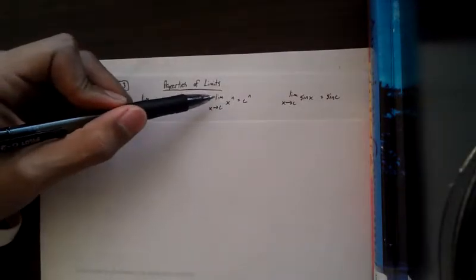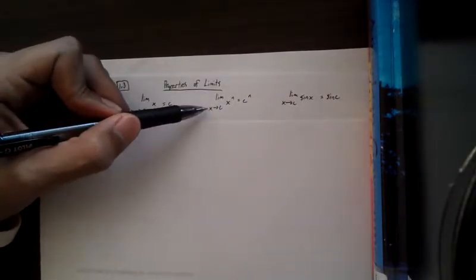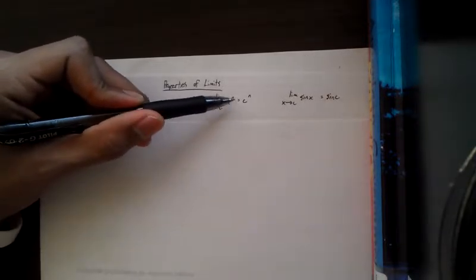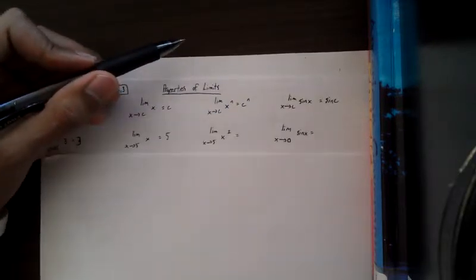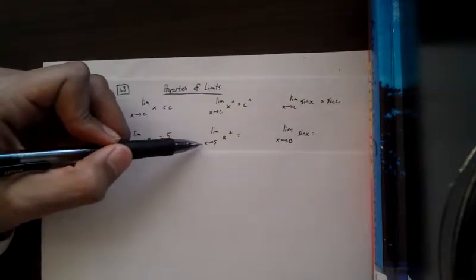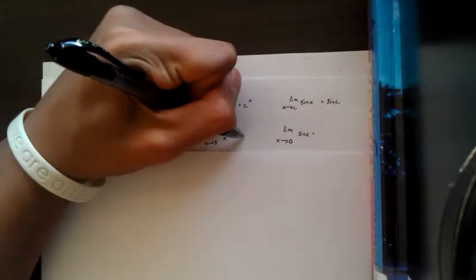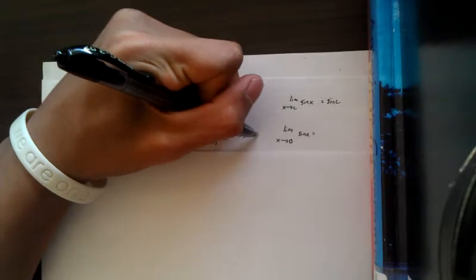The third one, limit as x approaches c of x to the nth power is going to equal c to the nth power. So if you have the limit as x approaches 5 of x squared, that's just going to equal 5 squared, which equals 25.